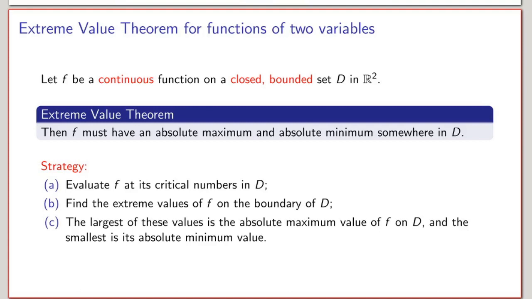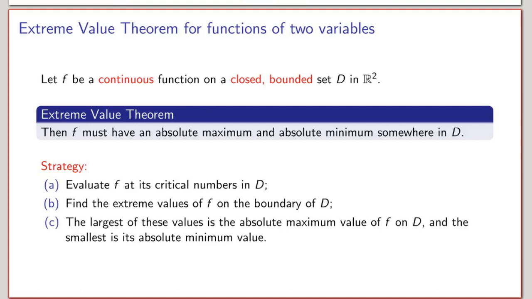We know that the absolute min and max can only occur at 2 different places, either at a local max and min or at a boundary point. And we know that all local max and min must occur at critical numbers. Not all critical numbers are local max and min, there's also saddle points, but all local min and max are critical numbers. So that gives rise to a very powerful strategy for solving optimization problems, which is pretty much exactly the same as what we had in 1 dimension.